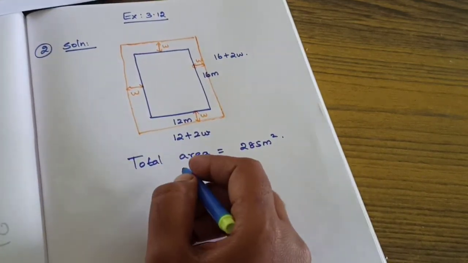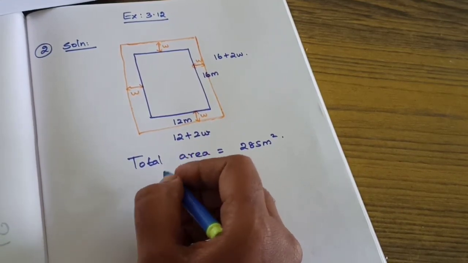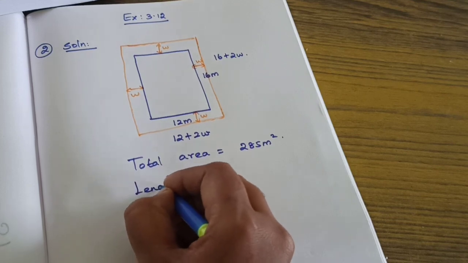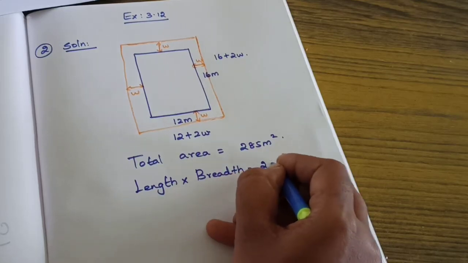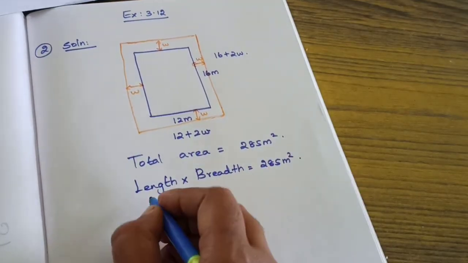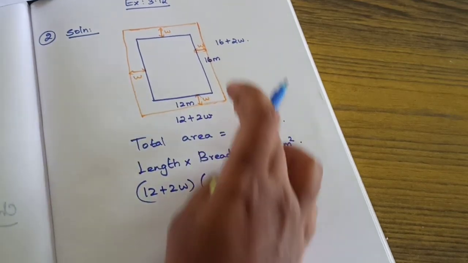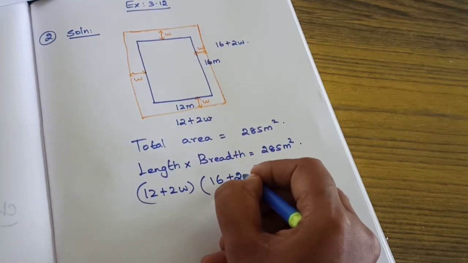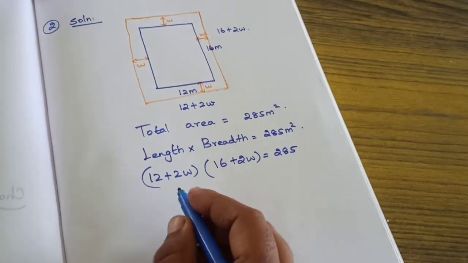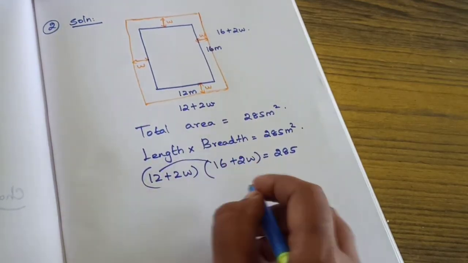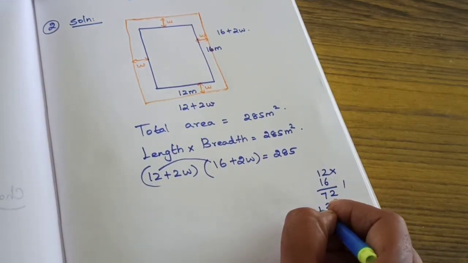So, total area of the rectangle. What is the area of the rectangle? Length into breadth. So length into breadth equals 285 meters square. So what is length? 12 plus 2W into what is breadth? 16 plus 2W, which is equal to 285. Now from bracket multiplication, just multiply this 12 into 16. So 12 into 16.